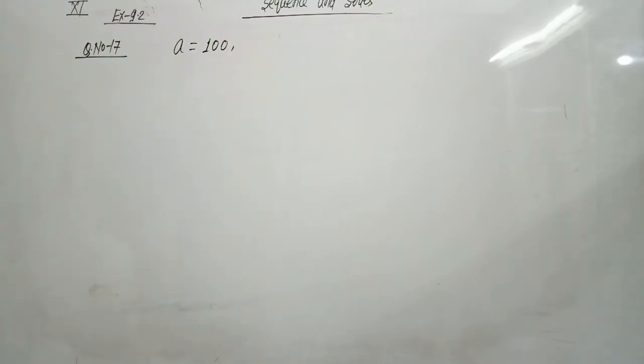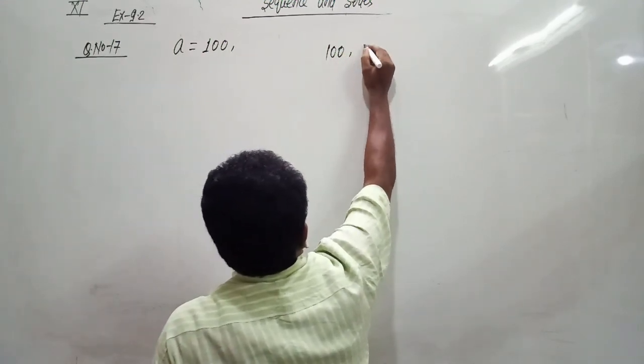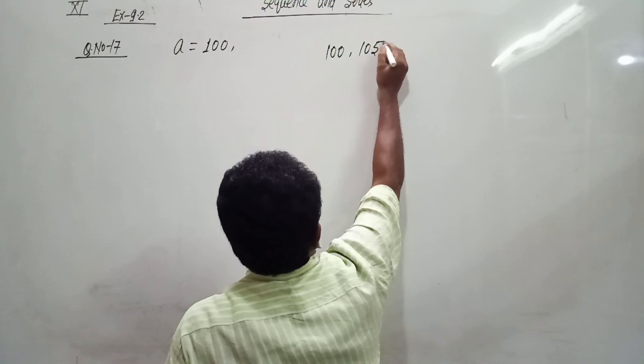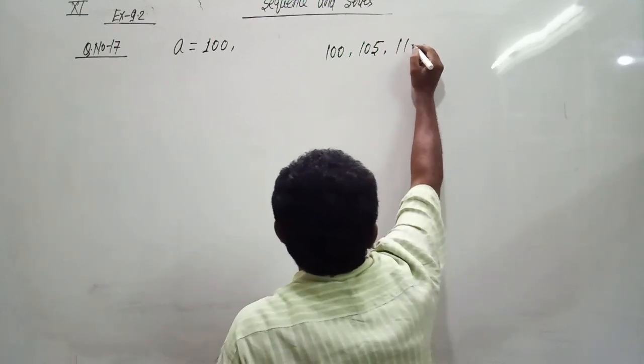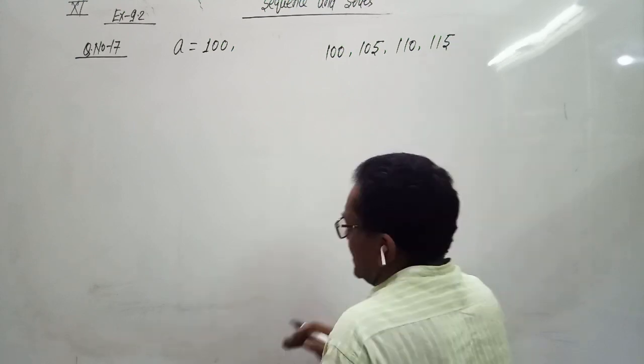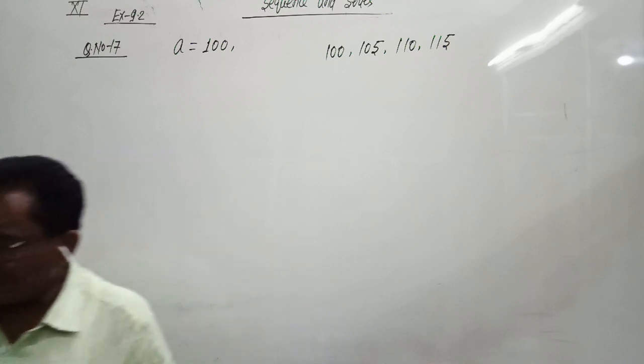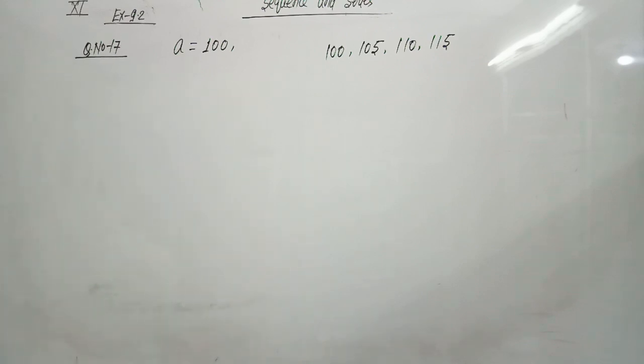If he increases the installment by rupees 5 every month, in the first month he gives the installment 100. In the second month he gives 105. In the third month he gives 110. In the fourth month he gives 115. Means in every month he increases the installment by rupees 5. Then what amount will he pay in the 30th installment?